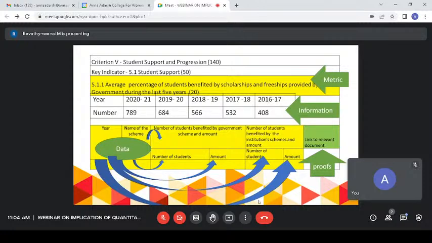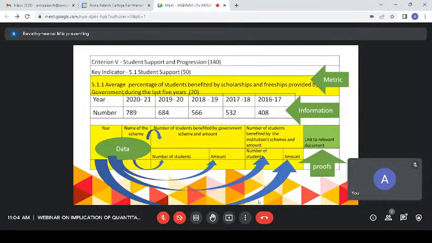And then what is the proof? The proof will reflect, there could be some letter coming from the government saying that so many students of yours have been benefited. For example, in Maharashtra, it is the MahaDBT portal that shows the data college-wise. You have to go on that data, find your college, and get the details. You can get that data and do the web capture of the picture, and you can get the proof. So you are able to see the proof over here.